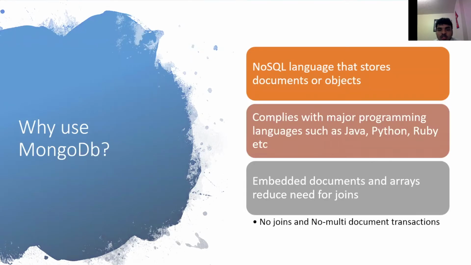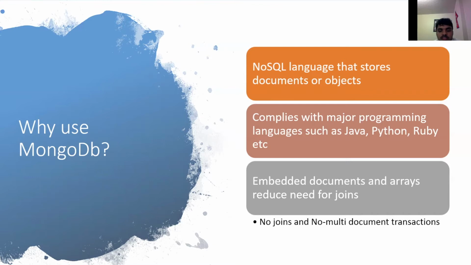So why use MongoDB? MongoDB is a NoSQL language that stores documents or objects. So of course it is different from what we have been learning in our SQL in our database class. SQL is generally used for strings and integers, those kinds of data types. But MongoDB is used for documents, objects, JSON objects to be specific. It can be used to store arrays.